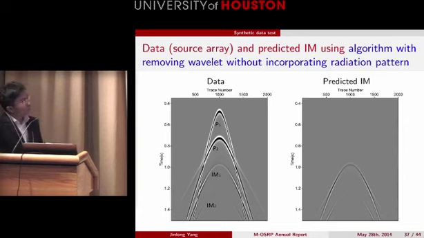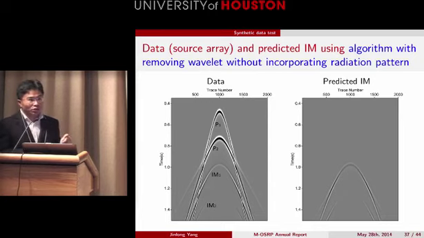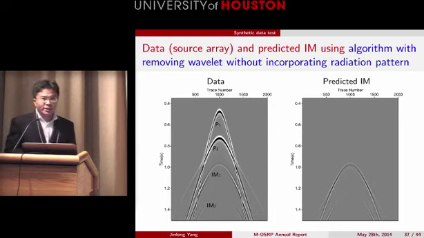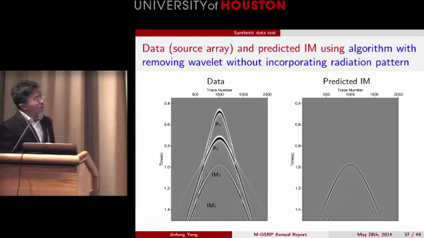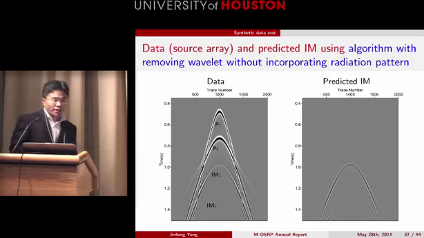predicted internal multiple. First, because we want to separate the issue, for this prediction we assume that the wavelet is already removed. Otherwise, this is too different, and we cannot see the difference. And this is without incorporating the radiation pattern.